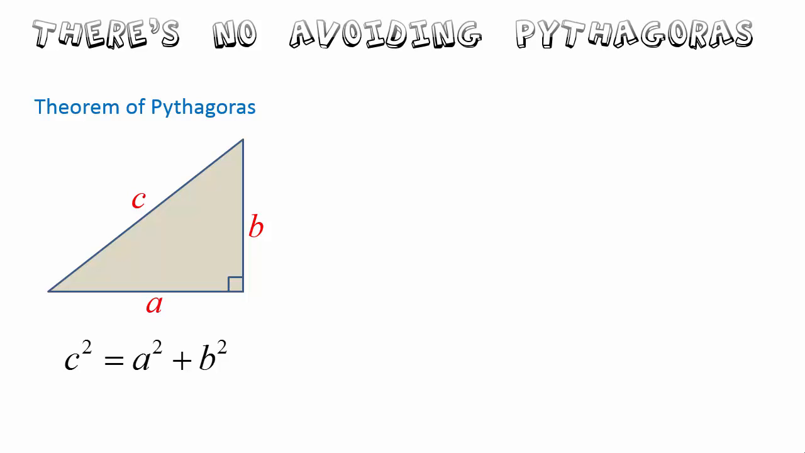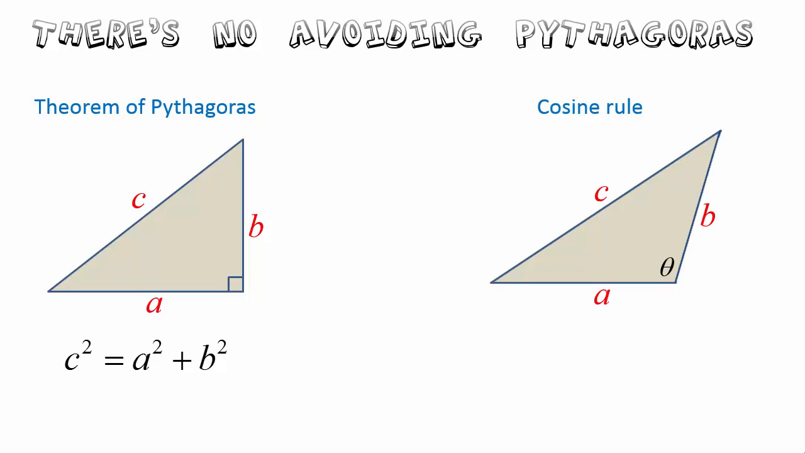And the formula, according to Pythagoras, that relates the three sides is given by C squared equals A squared plus B squared. Have you heard of the cosine rule? It relates to non-right-angled triangles, like that. We have our three sides again, A, B, and C, and an angle between two of the sides, in this case between sides A and B.